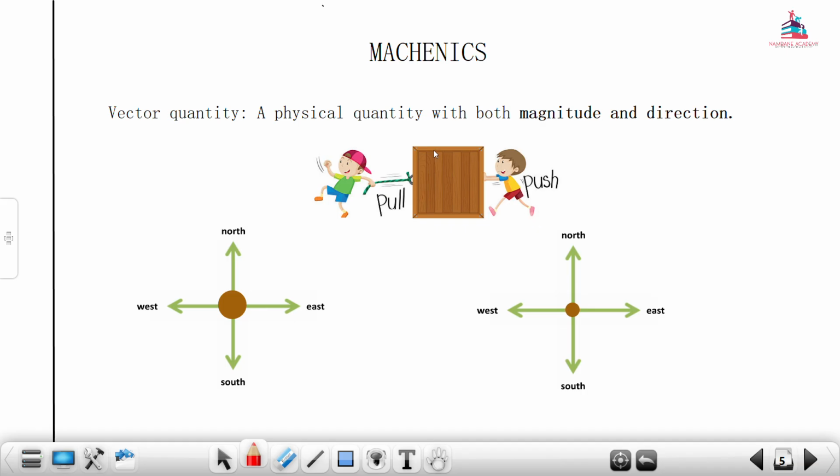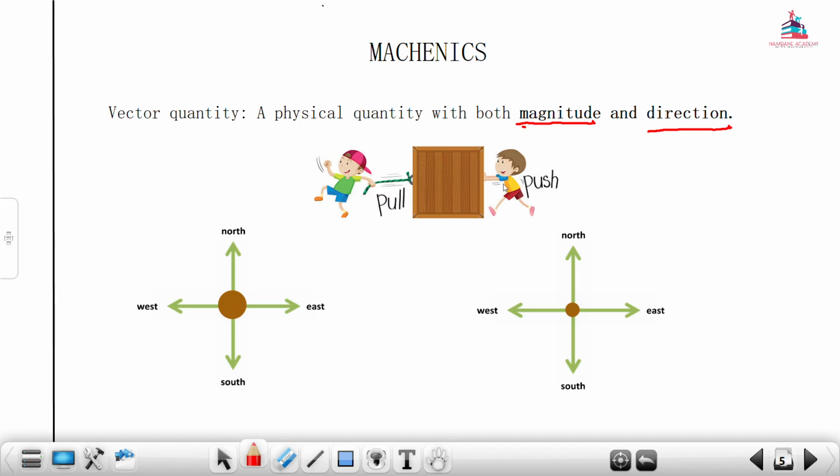Right, moving on to the next topic, it's mechanics, whereby we are going to take a look at a vector quantity. So what is a vector quantity? A vector quantity is a physical quantity with both magnitude and direction. Very important to know that your vector quantity always has magnitude and direction.